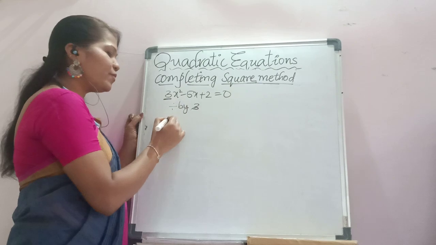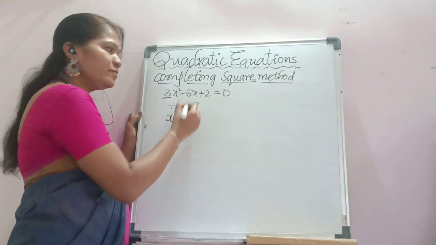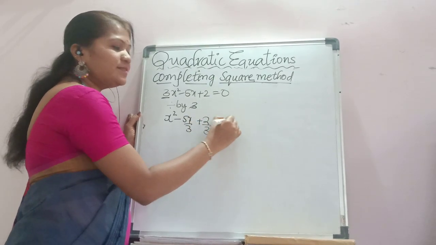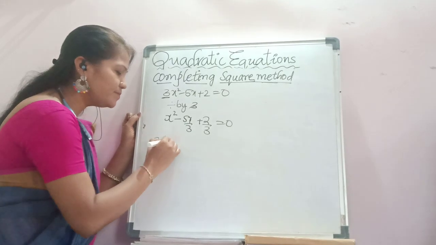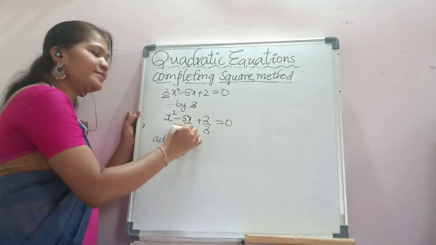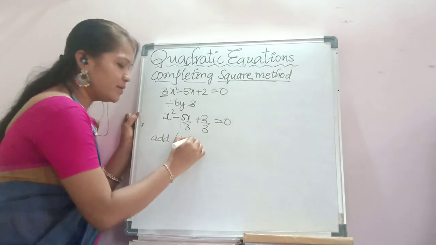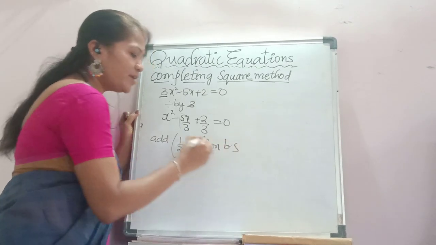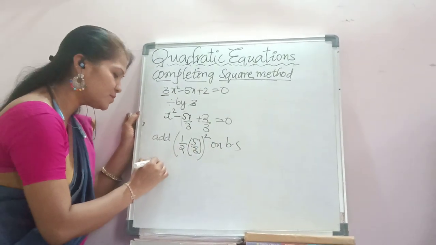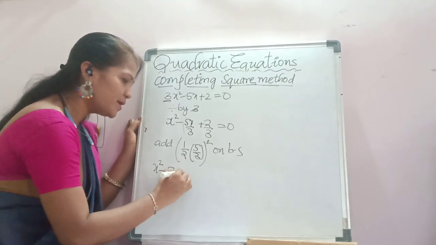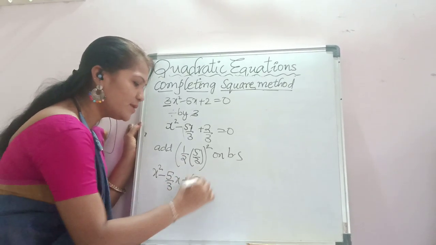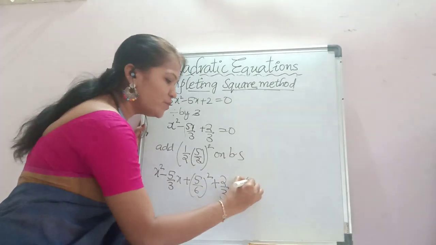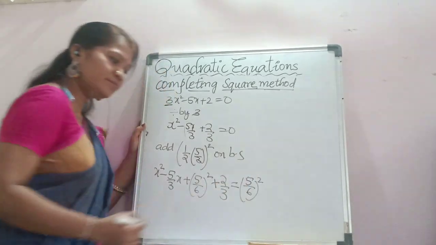What does it become? 3x square by 3 is x square, 5x by 3 plus 2 by 3, 0 by 3 is 0. Next step, what I said: add half of the x coefficient. What is the x coefficient here? 5 by 3. Add half of it, 5 by 6, whole square on both sides. Then what will I get? x square minus 5 by 3 x plus (5 by 6) whole square plus 2 by 3 is equal to 0 plus (5 by 6) whole square. Now what will I be getting?